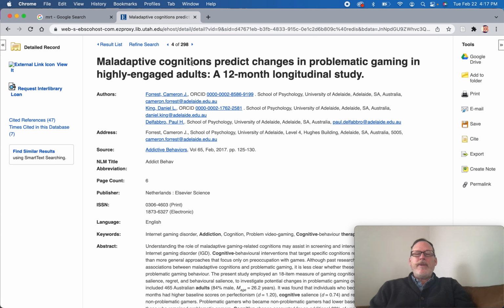So we have, like, maladaptive cognitions. Maybe that's like how you cope with something. But this looks like it's about gambling, so this is maybe like gambling addiction or internet gaming right here.